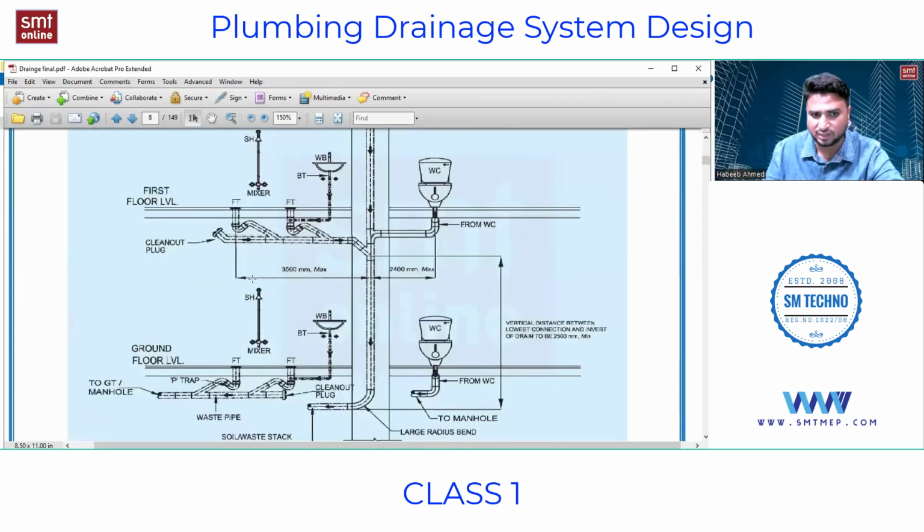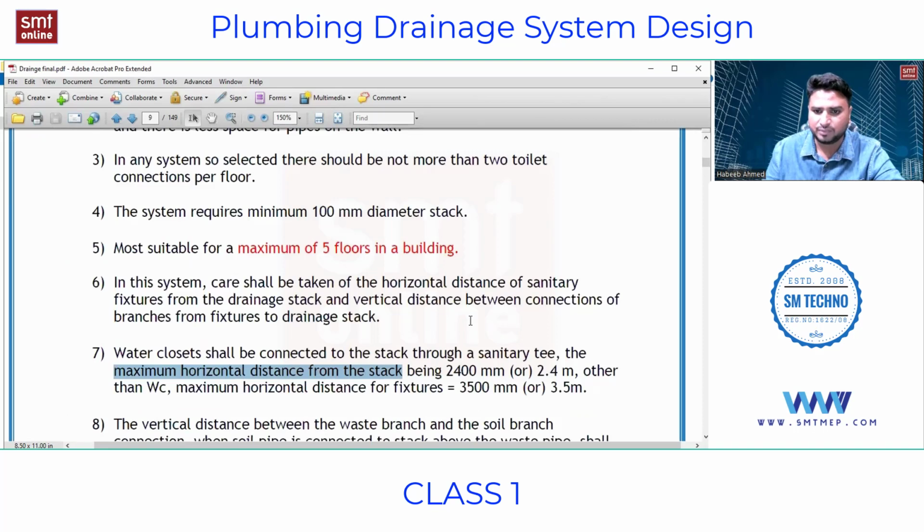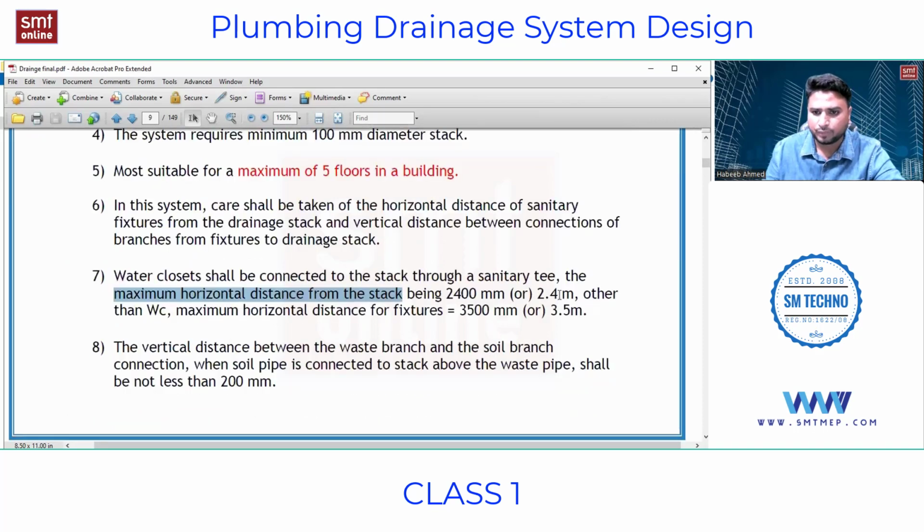This is what it's saying, and this is apart from WC. This can be 3500 mm or 3.5 meters. The same thing, or 2.4 meters other than WC. Maximum horizontal distance which shall be connected to the stack shall not be more than 3.5 meters or 3500 mm.